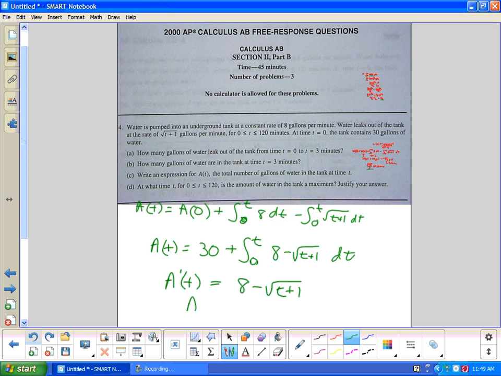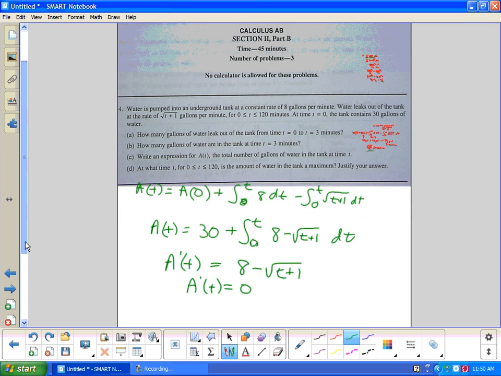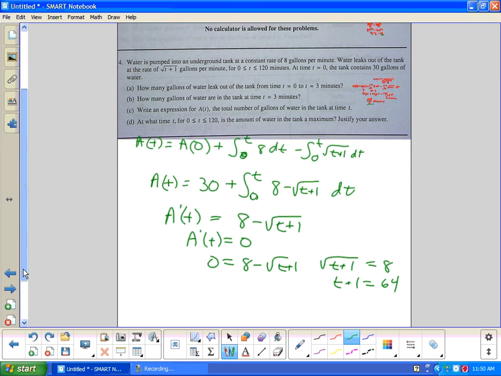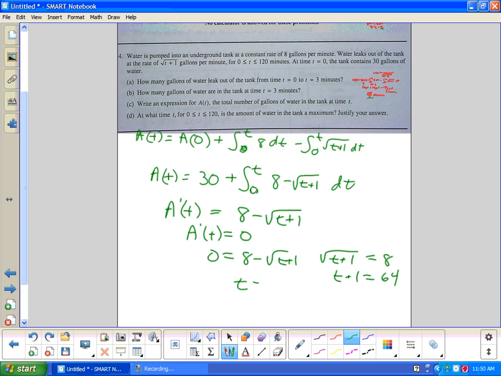So I set A prime of t to 0, and I write it because there's a chance that that's worth a point. And I get 0 equals, and then I do some math here. I move that to the other side. I get the square root of t plus 1 equals 8. Square both sides. T plus 1 equals 64. So I get t is 63 minutes. All right? That's a critical point. Do we agree?